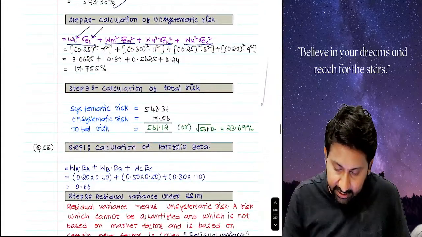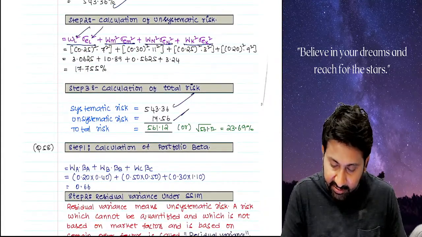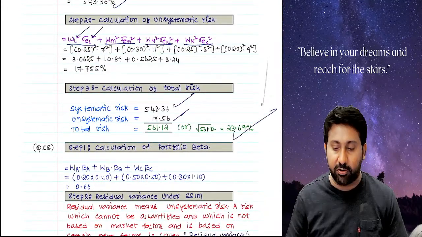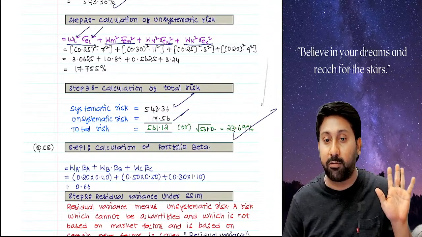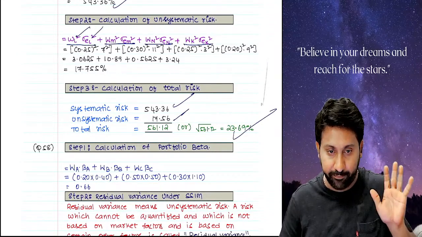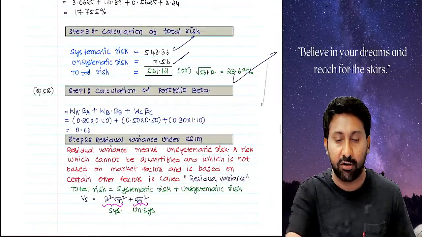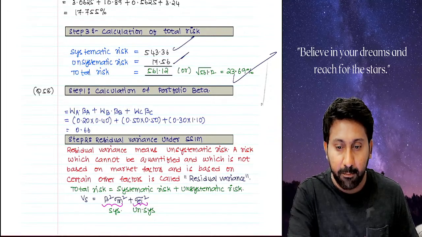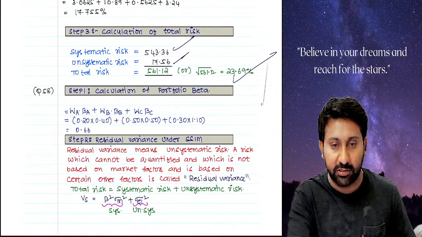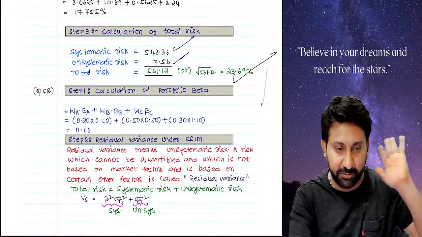We'll calculate: systematic risk 543, unsystematic risk 17.56, total is 23.69. Do one or two problems in the study material without fail. Okay. That is the end of the chapter, portfolio theories and asset pricing, also called portfolio management.